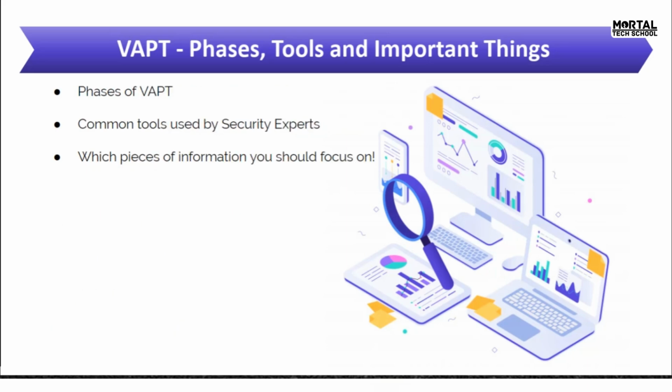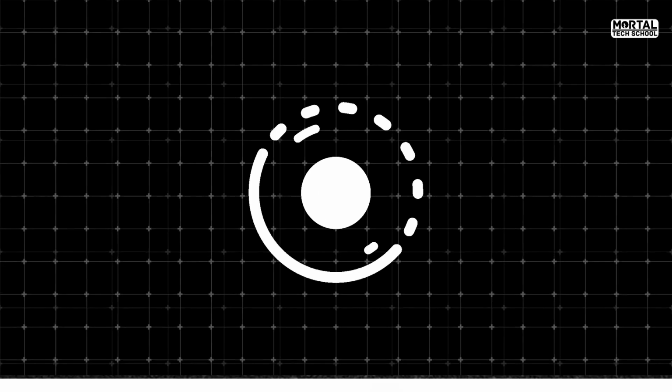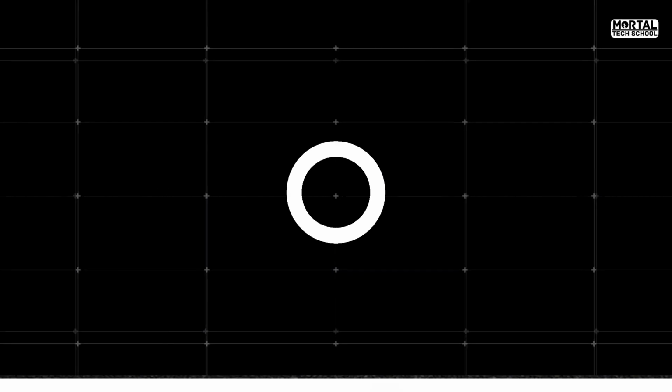Let us have a quick recap. We saw the 4 phases of VAPT, then we saw the common tools used in VAPT and which pieces of information you should focus on. It is important to carry out the VAPT in these steps because there is a perfect path to the result. In the next lecture, we will start vulnerability assessment using Nessus.